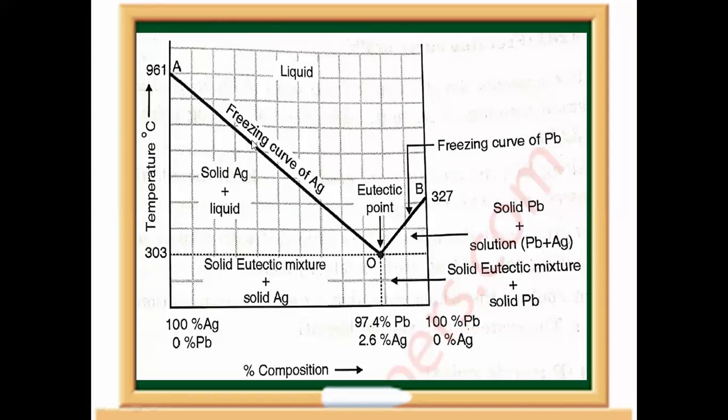This curve AO, you know, it is the freezing curve of silver, Ag. Okay. Now, just look at the temperature axis. A is beginning from the temperature 961 degree Celsius, and it is terminating at the point O where the temperature is 303 degree Celsius.